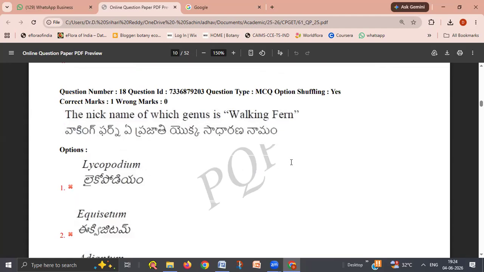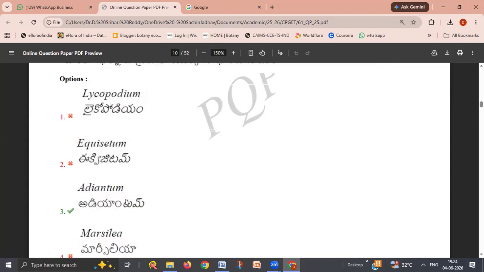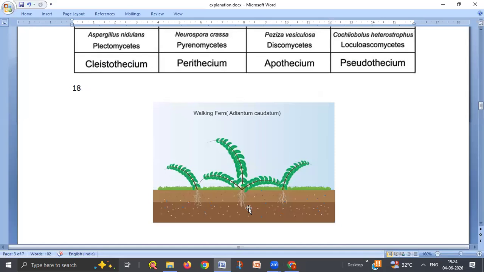Now we entered into the pteridophytes. Pteridophytes are also called as ferns. Lycopodium, Equisetum, Adiantum, Marsilea. These are the different pteridophytes or ferns which are observed as per our syllabus. Now we see here, Adiantum is called as walking fern. Why is it called walking fern?